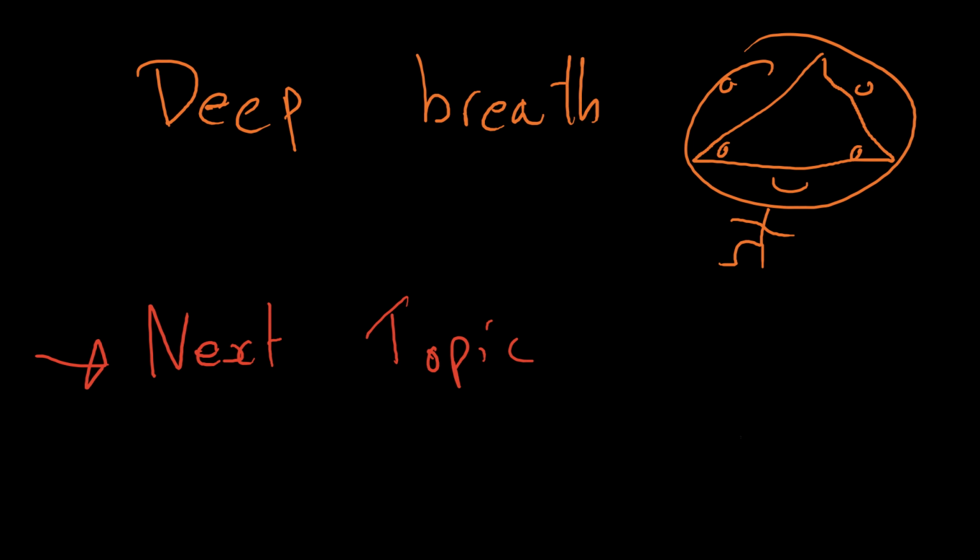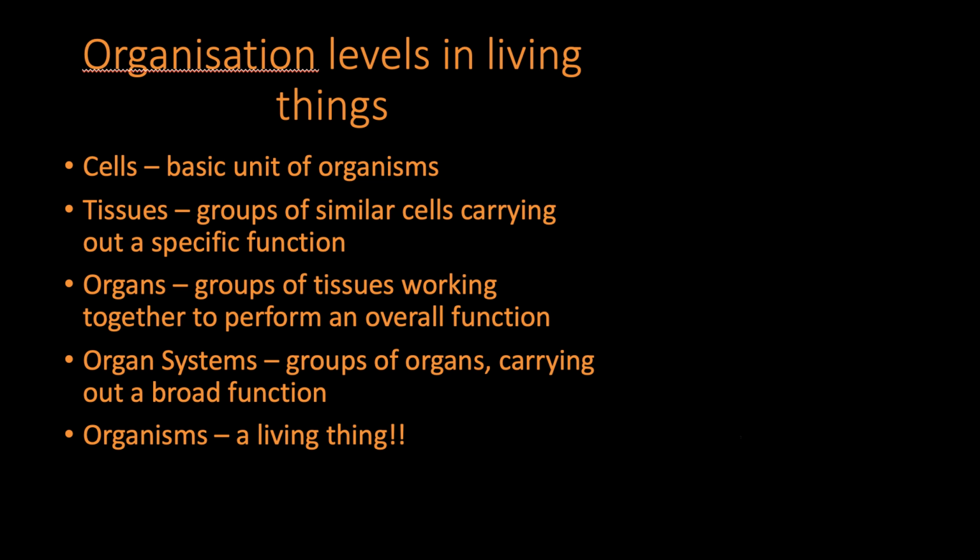Deep breath. Next topic coming straight up. Organization levels in living things. You need to know this hierarchy of organization. The smallest basic unit of an organism is the cell. Similar cells are grouped together in tissues to carry out a function. Those tissues are then grouped together into organs to carry out an overall function. Organs are grouped together in organ systems to carry out a broad living function. Then organ systems are grouped together to form your overall organism. For example, we are organisms.